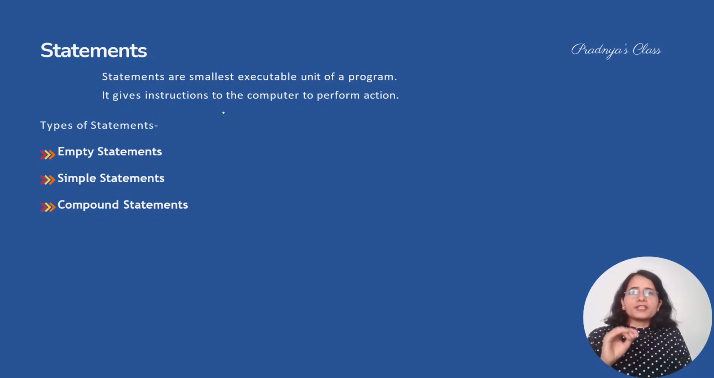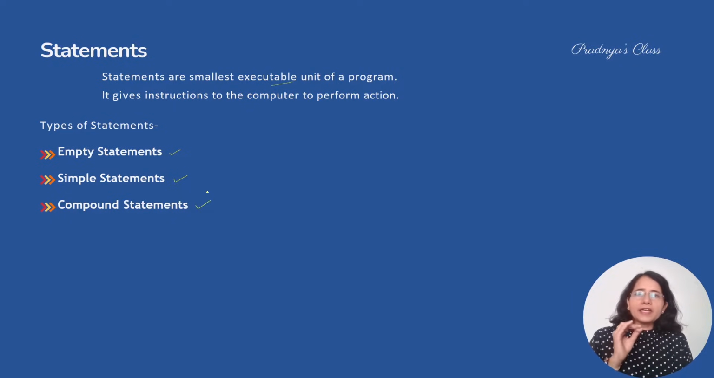So what is a statement? Statements are the executable unit of a program. It gives instructions to the computer. So there are three types of statement. The first one is empty statements. The second one is simple statement, or you can say single statement. And the third one is compound statements. Let's study these statements in detail.